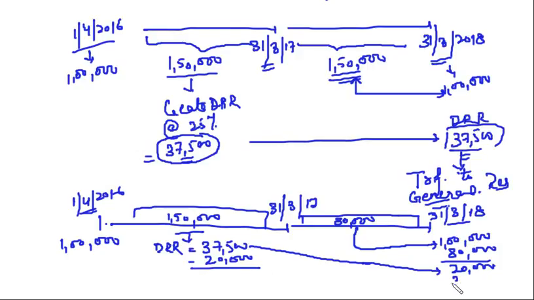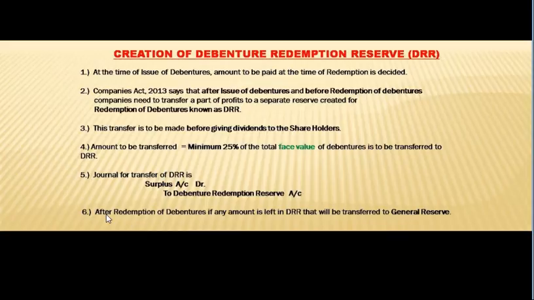Right? Here you pay off 20,000 from DRR. Your obligation of 1 lakh is done. And what is left in your DRR? 17,500 rupees. So this will be transferred to general reserve. Clear? This is what this point says. After redemption of debentures, if any amount is left in DRR, that will be transferred to general reserve. Clear, friends?